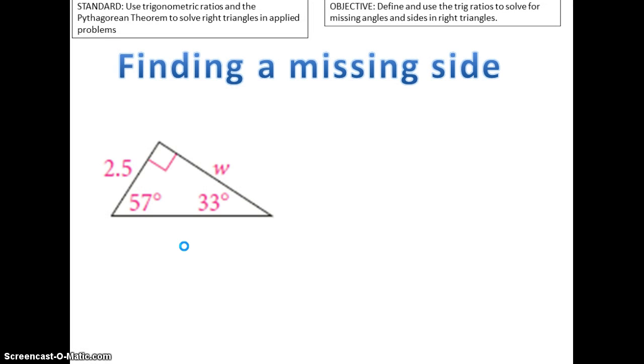Now, finding some missing sides. This is the whole point of doing right-angle trigonometry. I've got a right triangle, and that's important too. It has to be a right triangle. I have an angle of 33 degrees, an angle of 57 degrees, a side over here that is 2.5, and a side here that I don't know. I want to find this side over here. This being the hypotenuse, I also might want to find at some point, but what I'm looking to find is side W.